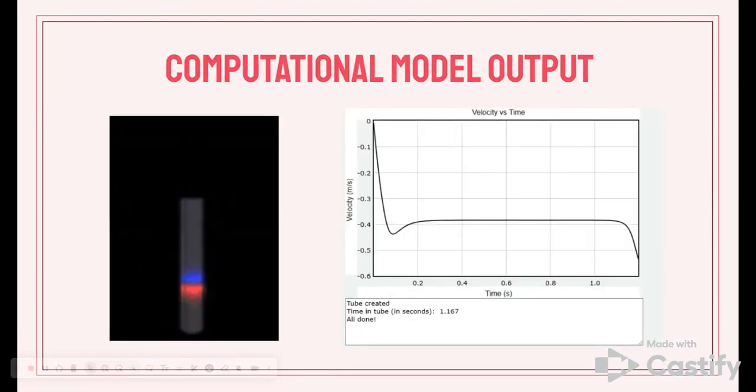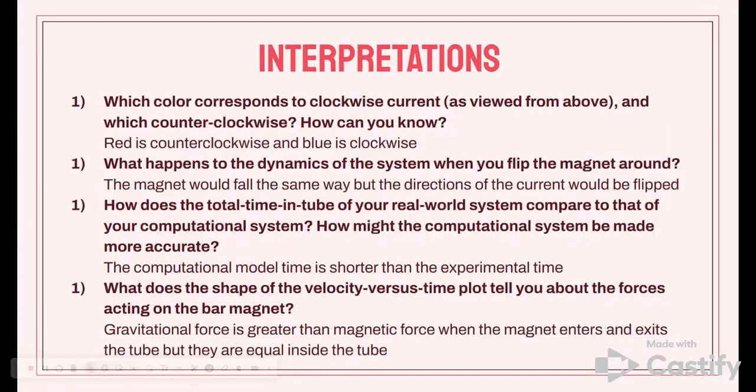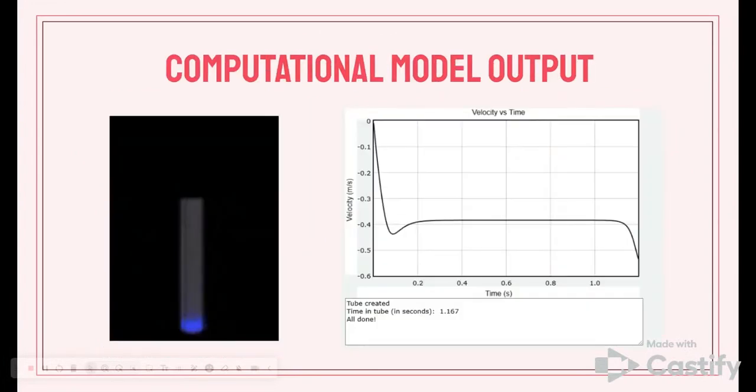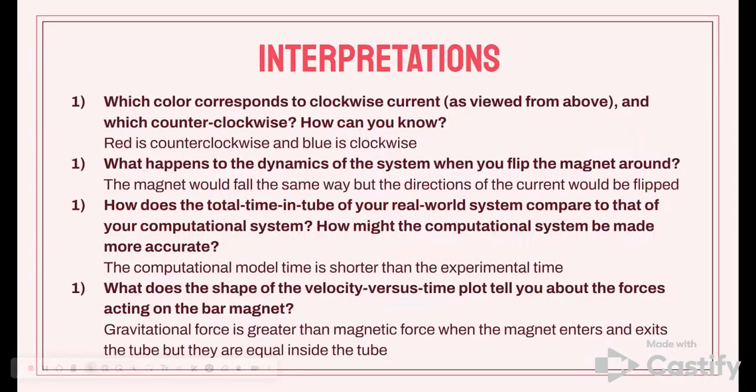So this is what we got. We can see that the tube was created, and the velocity versus time shows almost a constant velocity through most of the fall, except for the beginning and the end, and the computational results were pretty close to ours. This leads to some interpretations, like which color corresponded to a clockwise current and which to a counterclockwise one. We know from this image that red is counterclockwise and blue is clockwise, because the magnet is moving down with the tube.